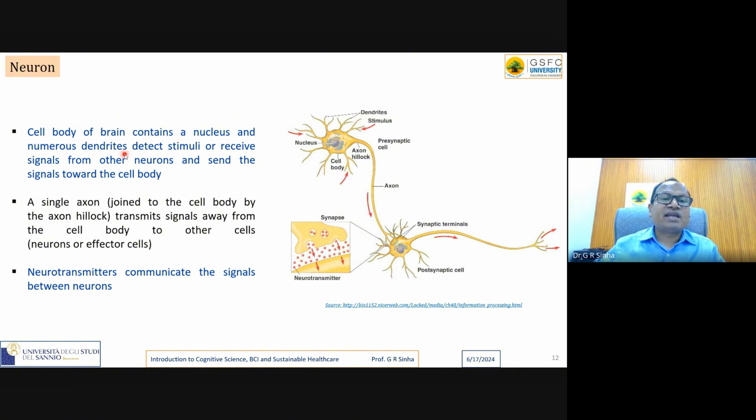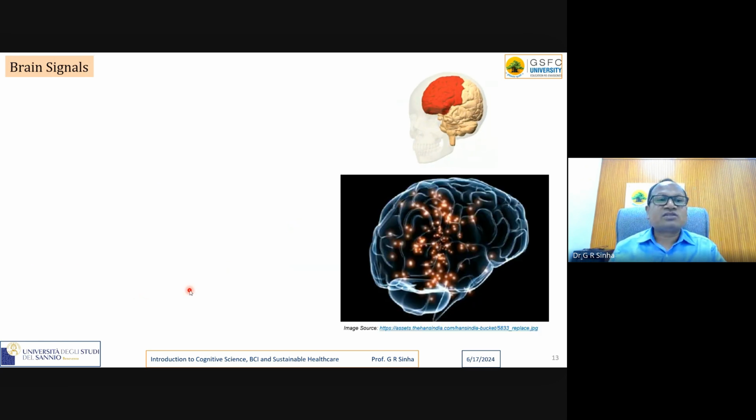So the cell body of the brain has a nucleus, and dendrites detect stimuli. Look at here, the dendrites are detecting the stimuli, receiving the signals from other neurons and sending the signal toward the cell body. The single axon is joined to the cell body at the axon hillock, here somewhere, yeah, here, hillock, right? It transmits signals away from the cell body to other cells, from here to other. Neurotransmitters communicate the signals between the two neurons.